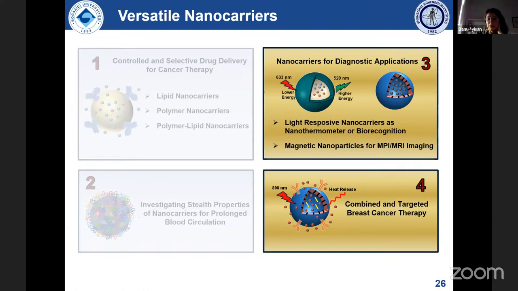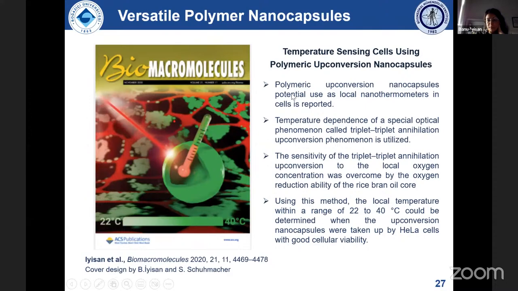Here, I would first start with, as I said, nanothermometers and how we could use them for early diagnosis of cancer. In this work, what we have done was to monitor the temperature in cells using some special polymer-based upconversion nanocapsules, to use them as local nanothermometers. How do we actually do that? I would not go into more detail on the optical phenomena that we use, but this is a special optical process called triplet-triplet annihilation upconversion.